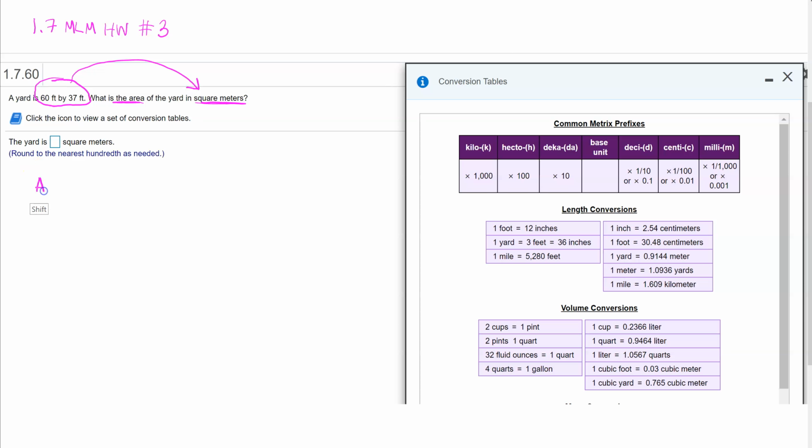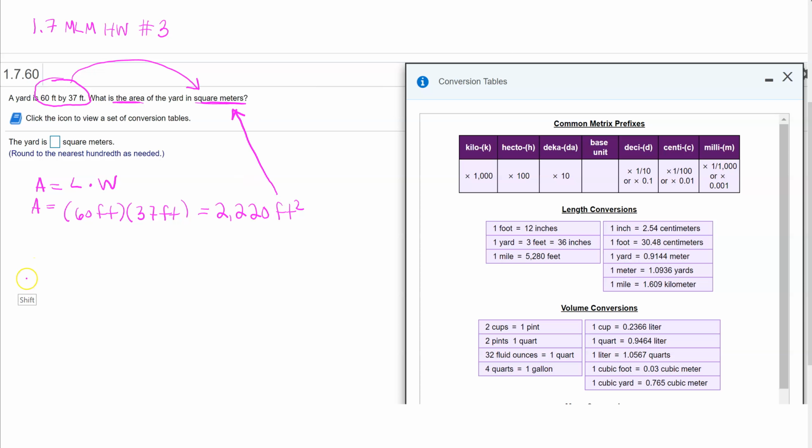Let's start by finding our area. We find the area of a rectangle by multiplying length times width. So my area is going to be 60 feet times 37 feet, and I'll type that into my calculator. And that gives me 2,220 square feet. And again, I need to change those square feet into square meters.